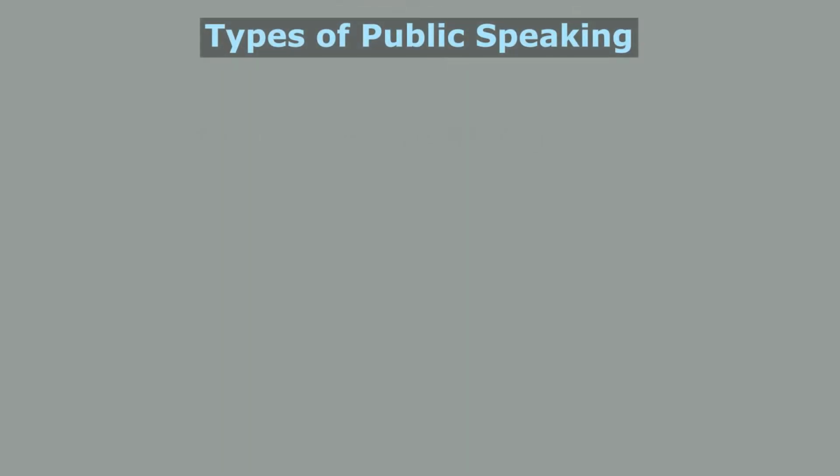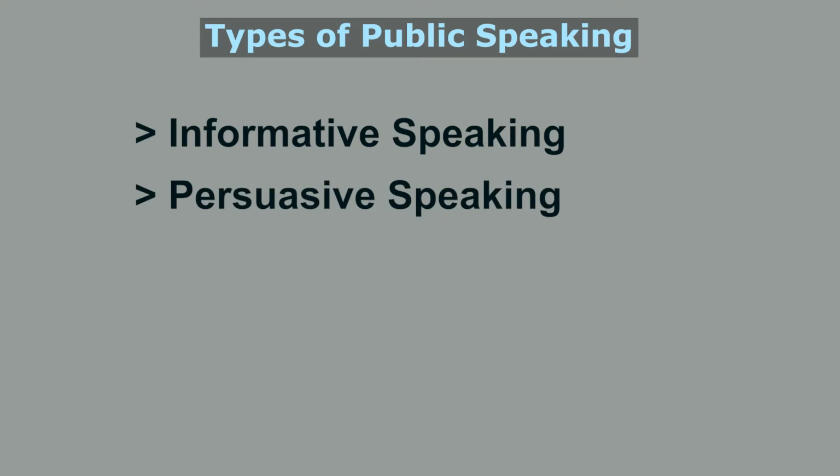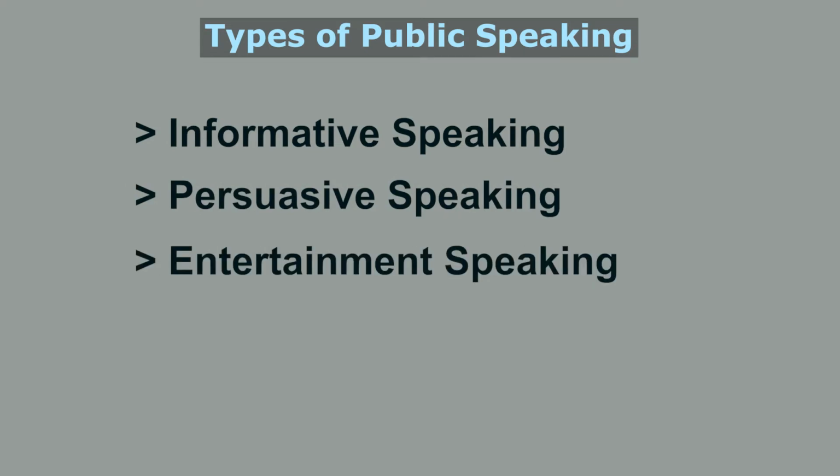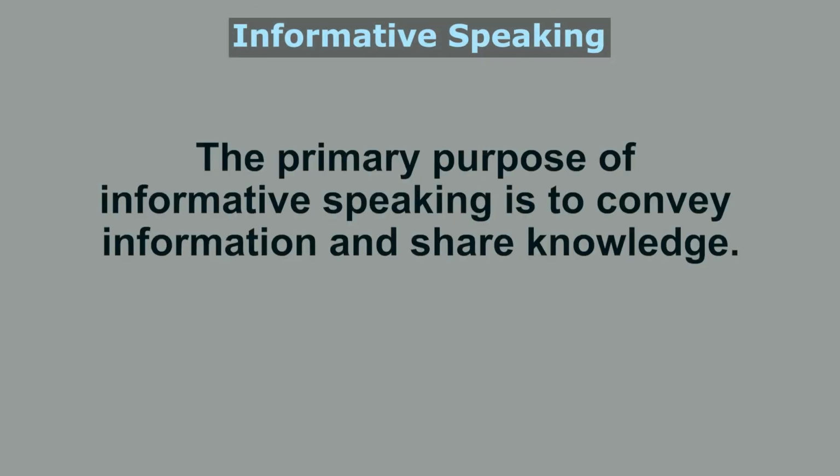To understand the importance of target audience and research in public speaking, let us now find out the various types of public speaking. Broadly, there are three types of public speaking. One is informative speaking, two is persuasive speaking, and the third one is entertainment speaking. Now, the primary purpose of informative speaking is to convey information and share knowledge.